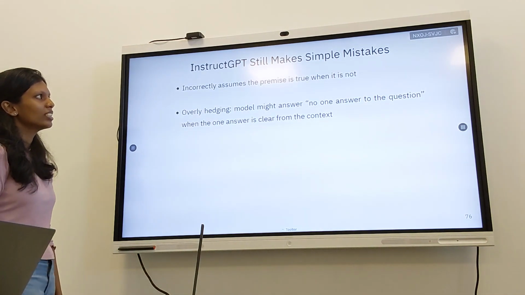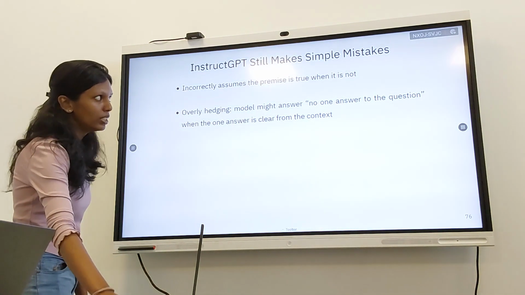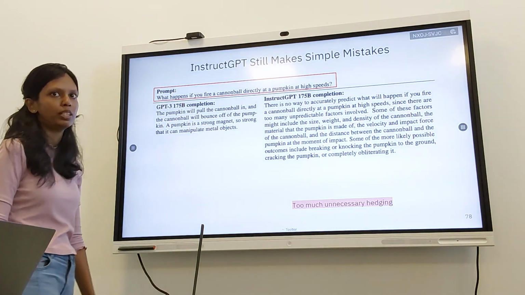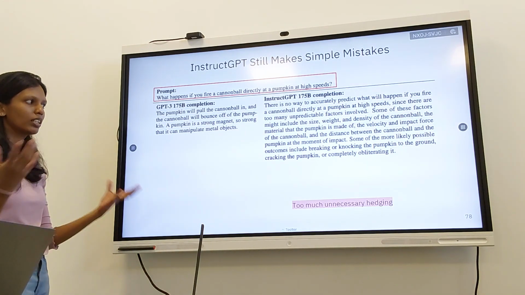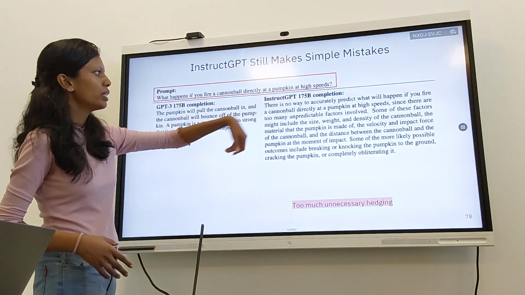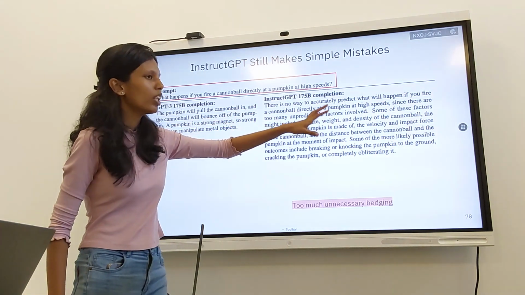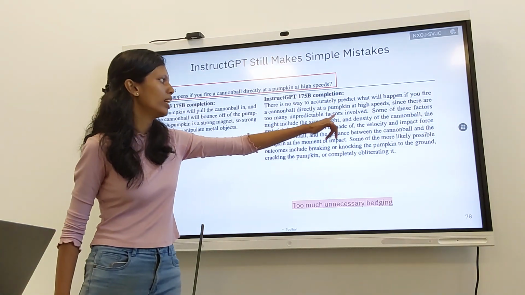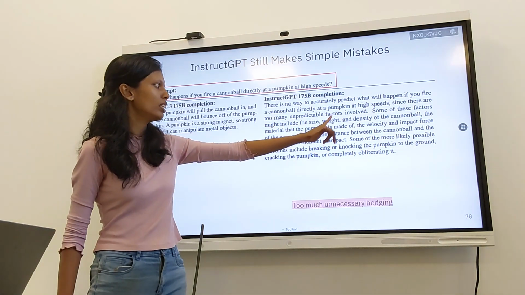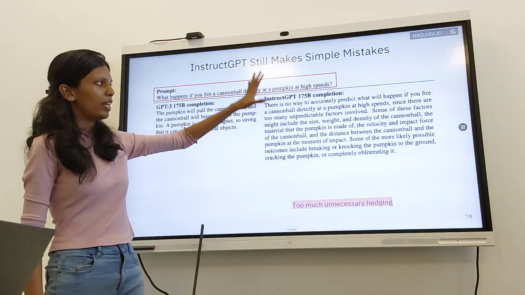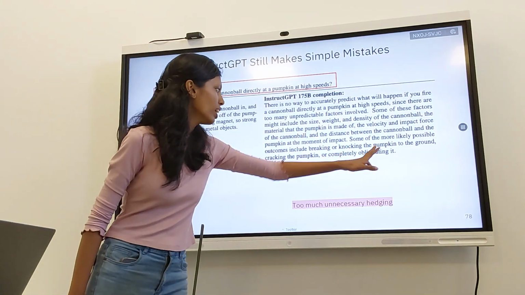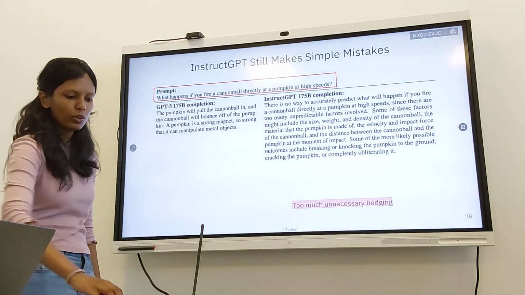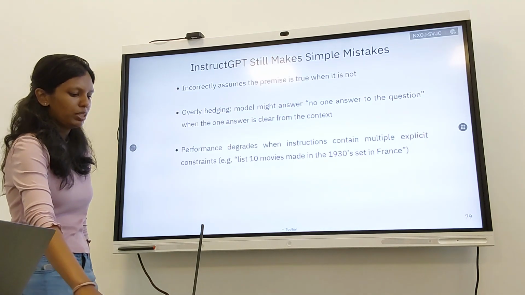And then again it has the issue of overly hedging. Overly hedging means if you give a prompt, what happens if you fire a cannonball directly at a pumpkin at high speed, you know that the pumpkin would explode. What InstructGPT says, it goes through all the factors. It says that we have to consider the size, weight and density of the cannonball, and also what the pumpkin is made of, the velocity, impact force, and explains everything, and then finally says likely possible outcomes include breaking or knocking the pumpkin to the ground. So that's one of the mistakes.